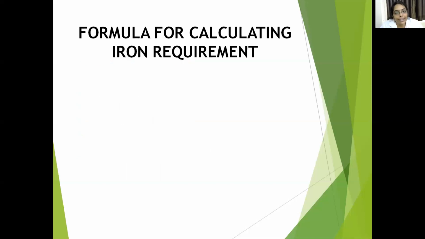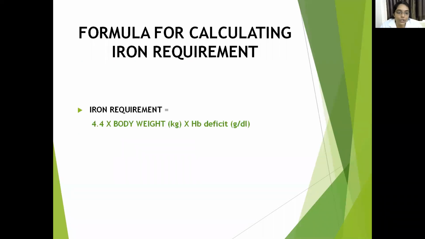The formula for calculating iron requirement. Whenever you want to give parenteral iron, you have to calculate the dose of iron using the patient's body weight. Different formulas are there. One formula is 4.4 into body weight in kg into hemoglobin deficit, that is, hemoglobin deficit in gram per dl.